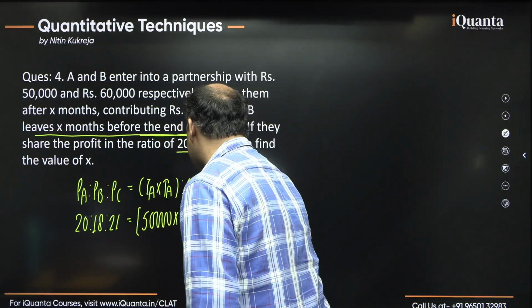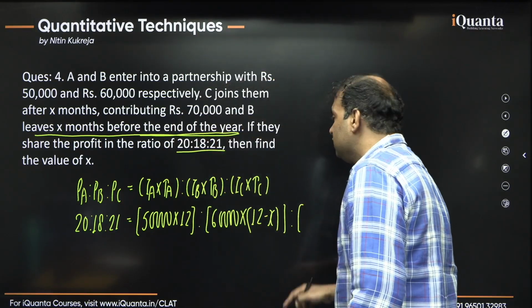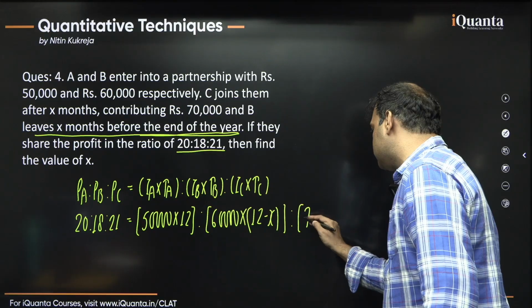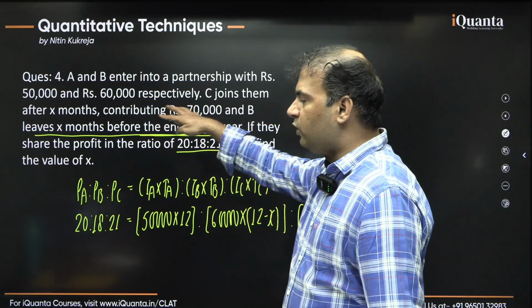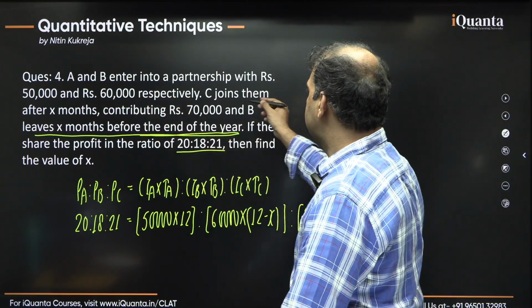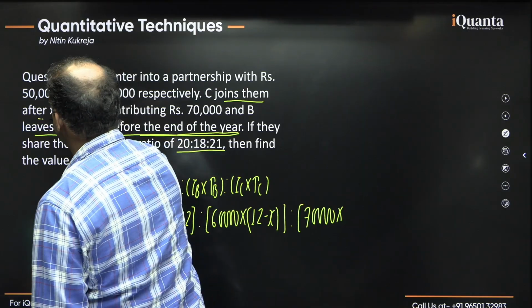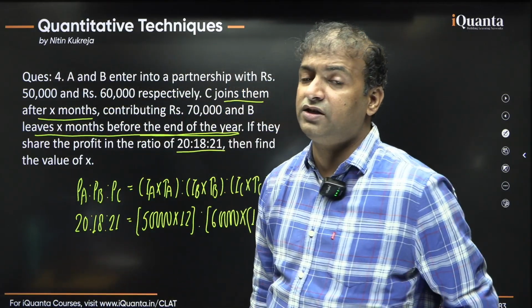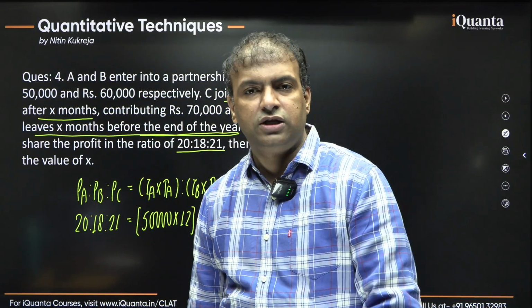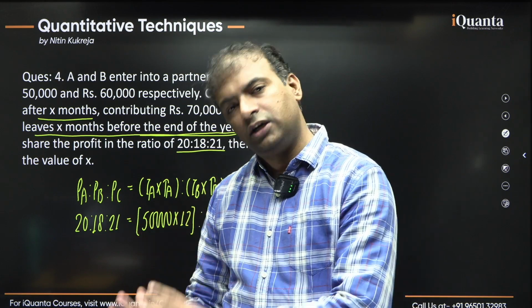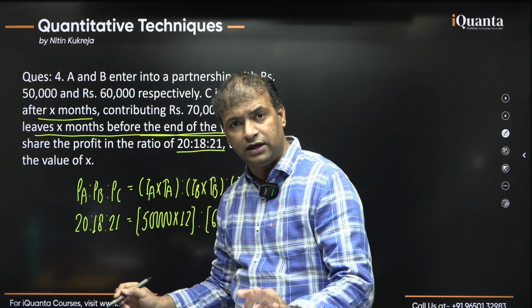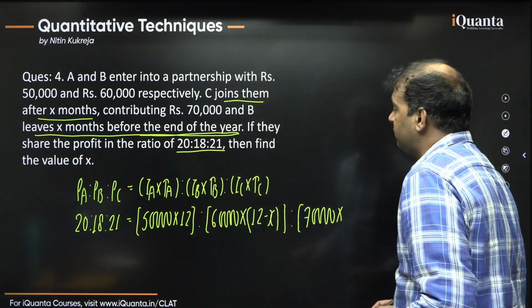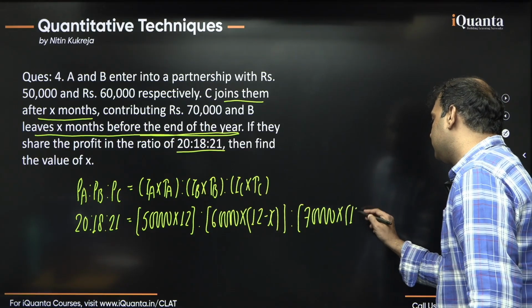Alright guys, now let's think about C. So what happened with C? Mr. C invested 70,000, alright. What is his time period? Mr. C was not there in the beginning, right? C joined them after X months. That means he was also part of the business for 12 minus X months, because he joined after X months and was there till the end, right? So very simple, guys. C was part of the business for 12 minus X months.